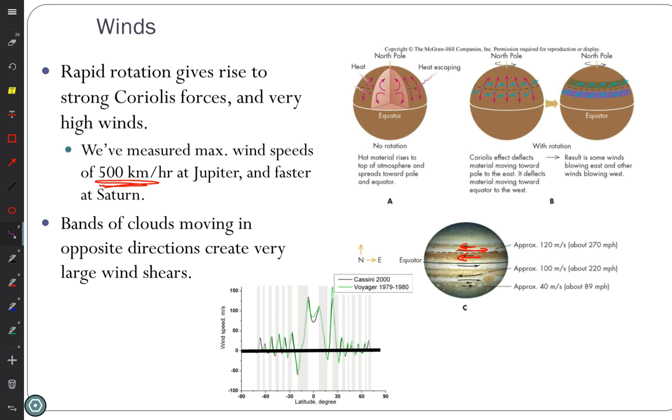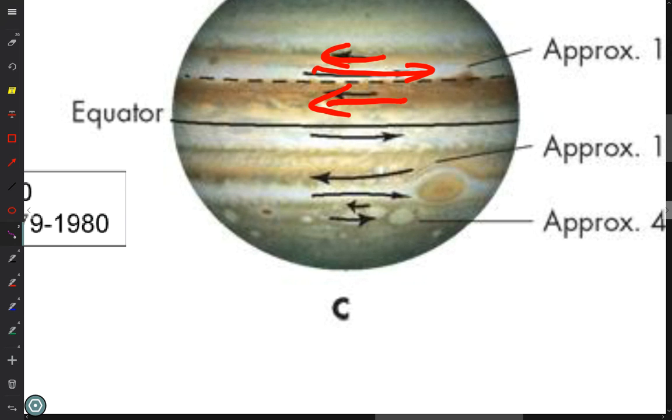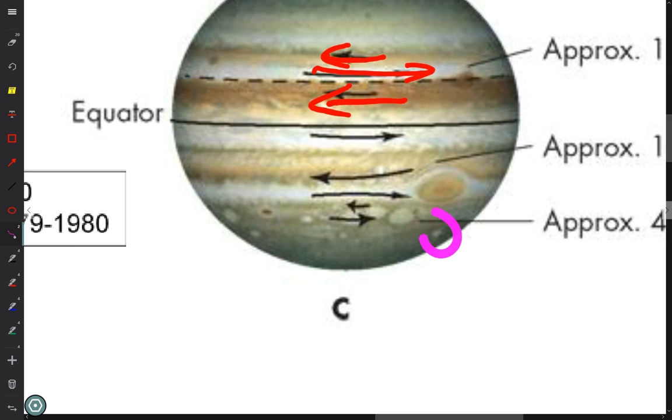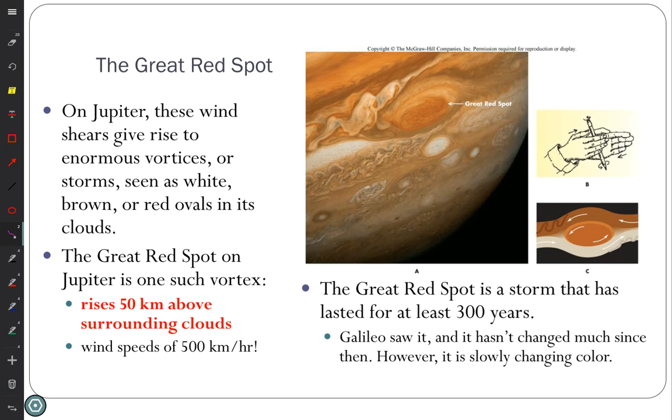And so you can see here a feature. This here is called the Great Red Spot. And then we have smaller ones here, here, here, and so on. All of those are cyclonic storms, spinning storms caused because of these high wind speeds. So here's a better picture of that Great Red Spot. And that Great Red Spot has been in existence as long as we've been observing Jupiter with telescopes.